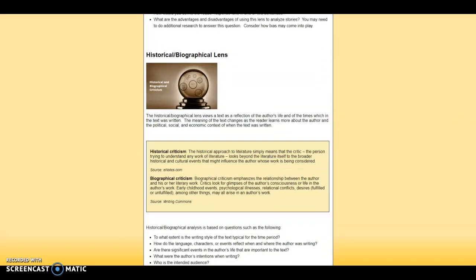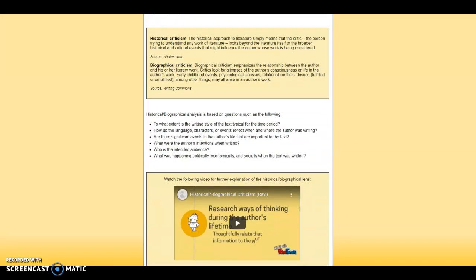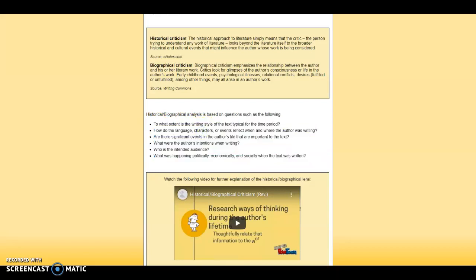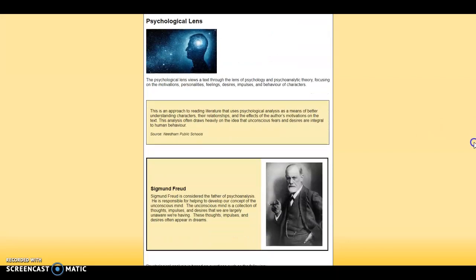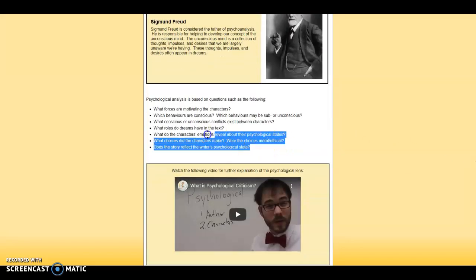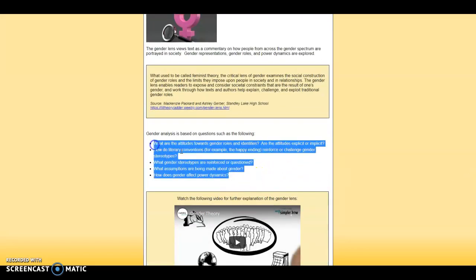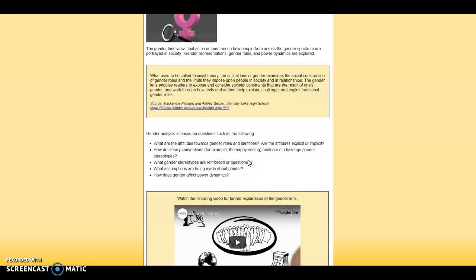If you were to choose the historical biographical lens, you've got the questions right here. Choose at least 3 of these to include and answer them in your analysis. And then again, same thing with the psychological lens. You were presented with a series of questions here, and the gender lens, a series of questions here. So answer at least 3 questions that are related to the literary lens you chose in your response.